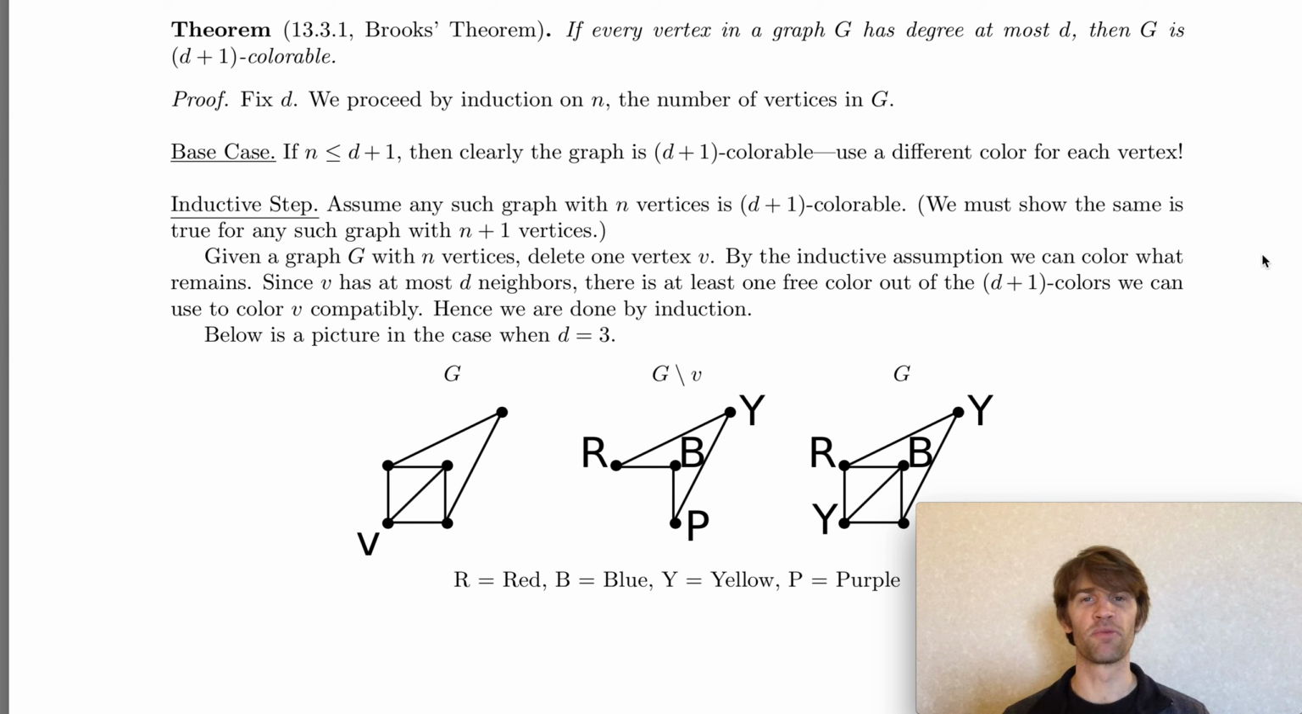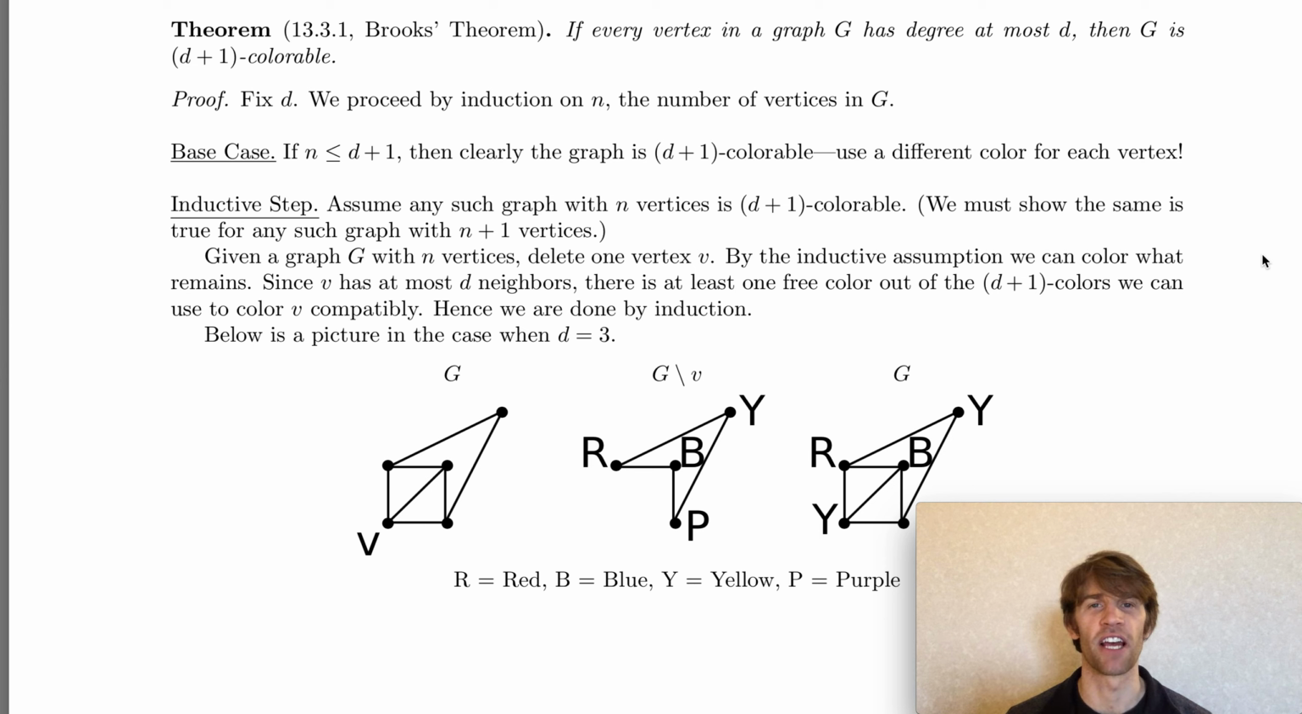We're going to prove Brooks' theorem by induction on the number of vertices. If the number of vertices is less than the number of colors, D plus 1, then we can just use a different color for each vertex. And that's our base case. That gets us started. We're able to color graphs with D plus 1 colors if every vertex has degree at most D and if we have at most D plus 1 vertices.